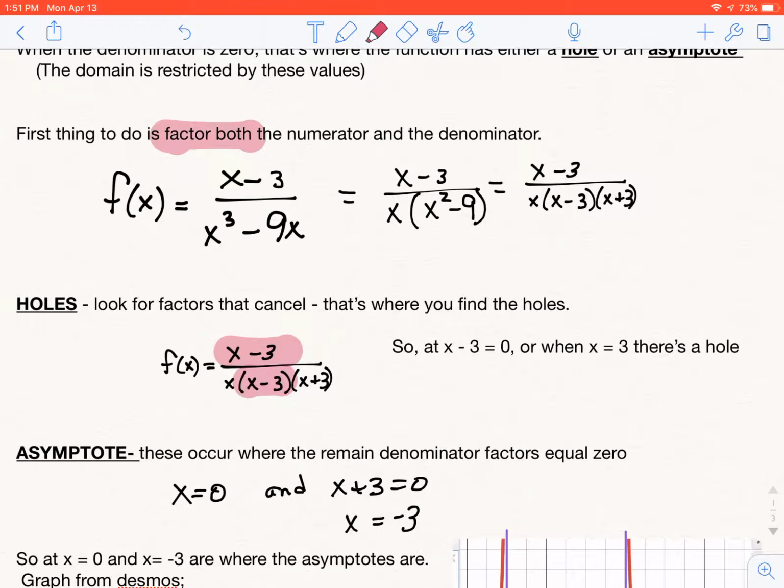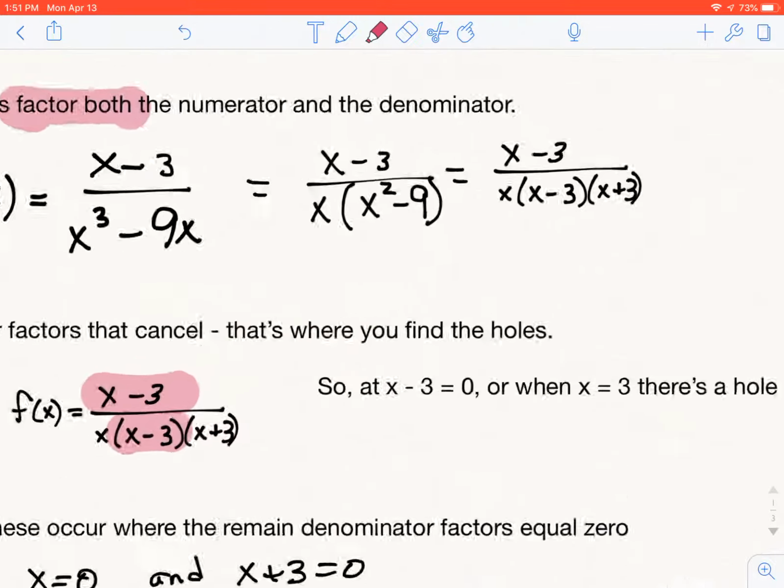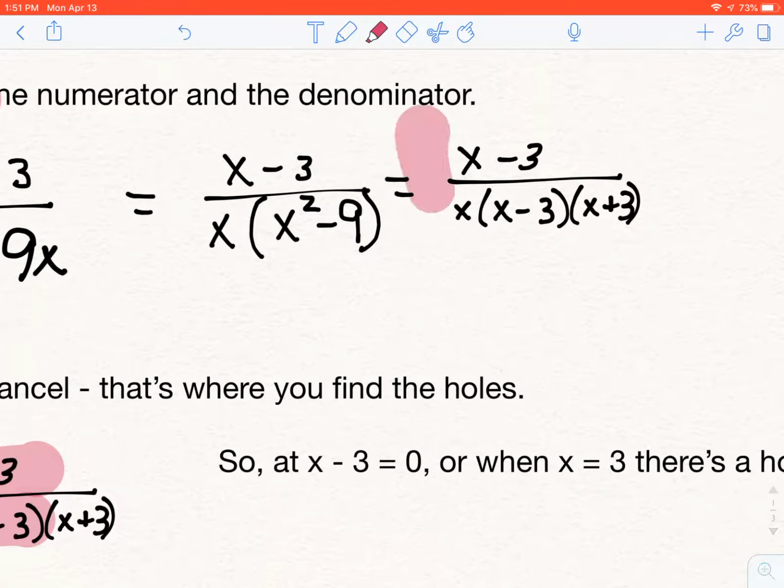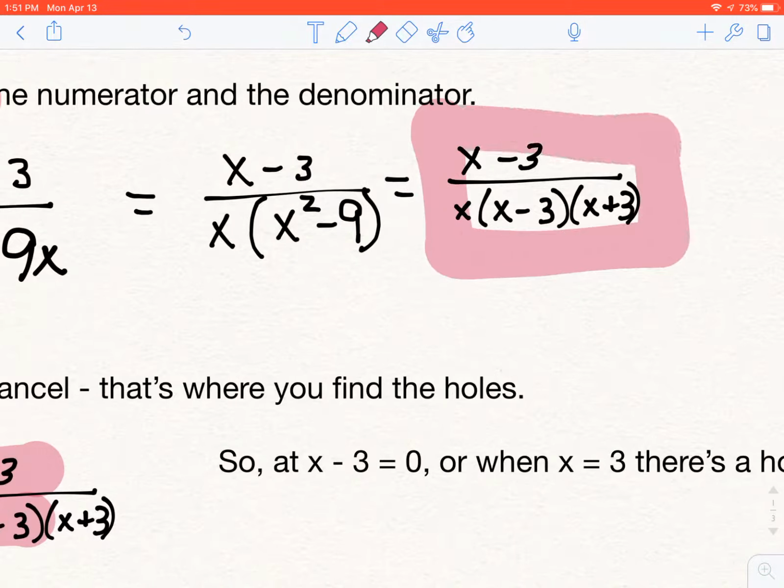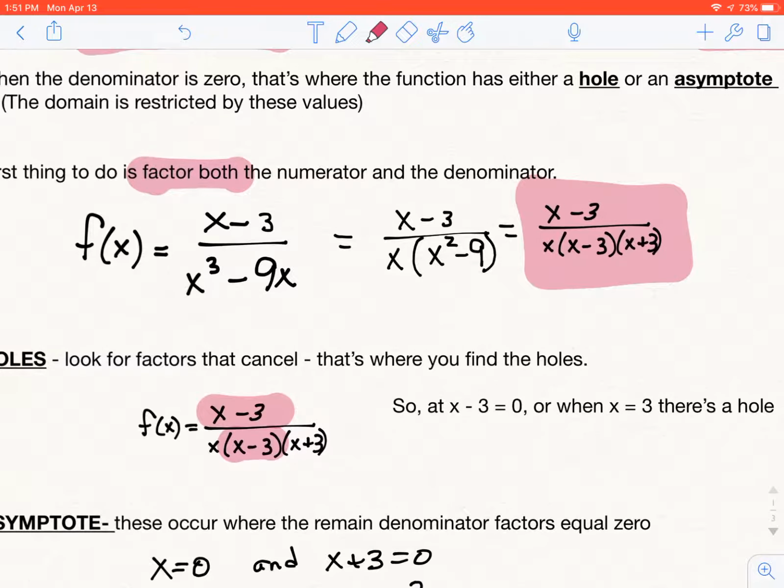So notice x minus 3 on top doesn't get to change. The denominator, I factored out an x first, and then I have x squared minus 9, which I can factor as (x minus 3)(x plus 3). So here's my function right here. This is the important thing right here. So now you're going to look at those factors and ask yourself, can I cancel anything before I get started? Because it's always nice to work with something smaller.